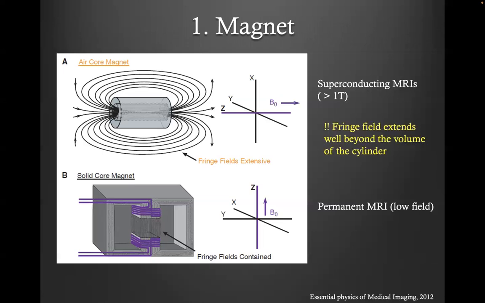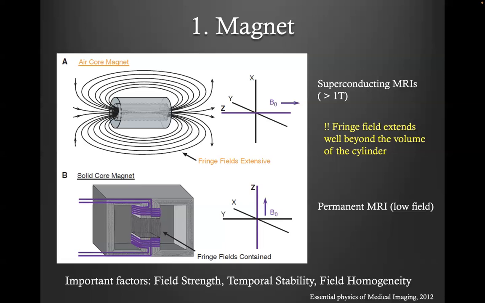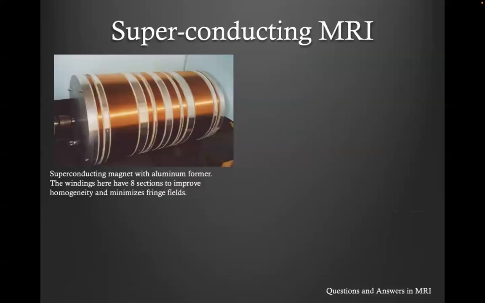But I also want to remind you, which is a very safety related concern, that your fringe field extends way beyond the volume of the cylinder. So everywhere outside of the MRI, you still have magnetic field. And some important factors to consider for the main magnetic field include field strength, temporal stability, and field homogeneity. That's why it's so expensive to make this.